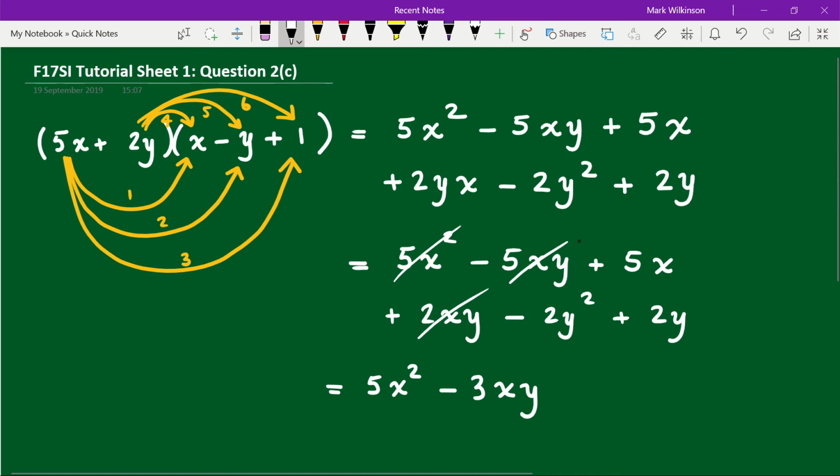Next we see there's only one term in x, that's plus 5x. We notice there's only one term in y squared, that's minus 2y squared, and we notice there's only one term in y, and that's plus 2y. I would say that that is the expression in its simplest form, and we will stop there.